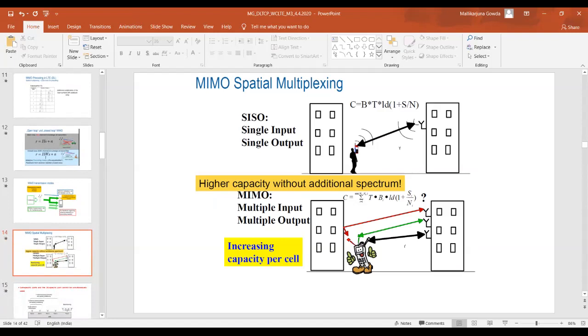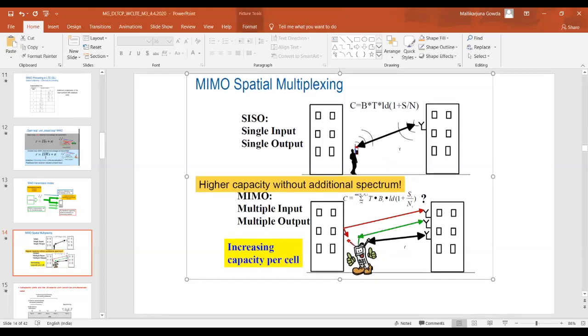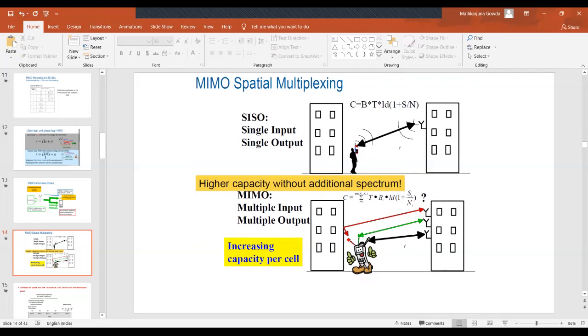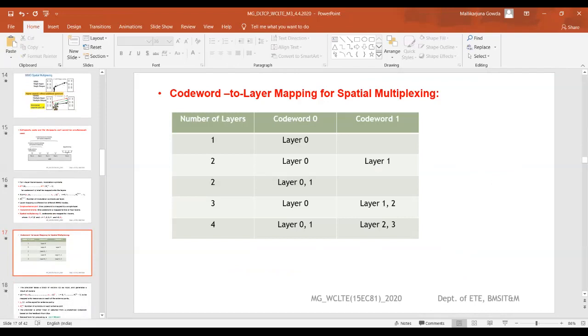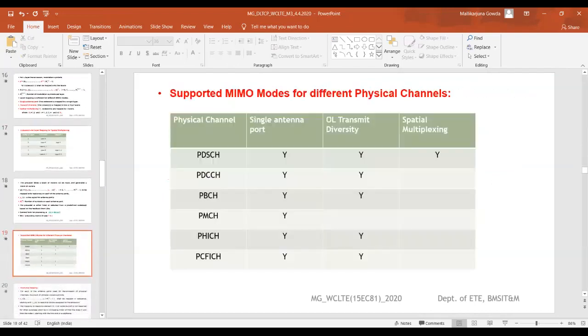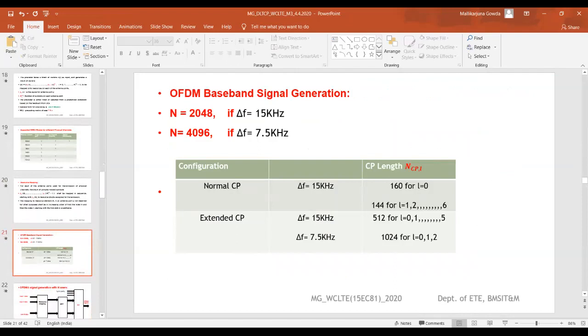Just to expand on spatial multiplexing, I have taken a single input, single output case, and another case of multiple input and multiple output. I think I already discussed antenna ports, and this is what I said about mapping. Then resource mapping is also done.